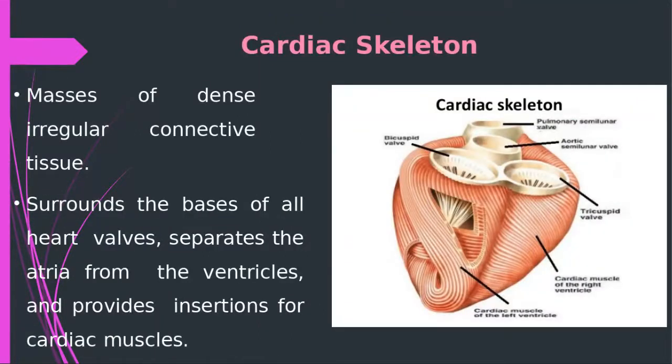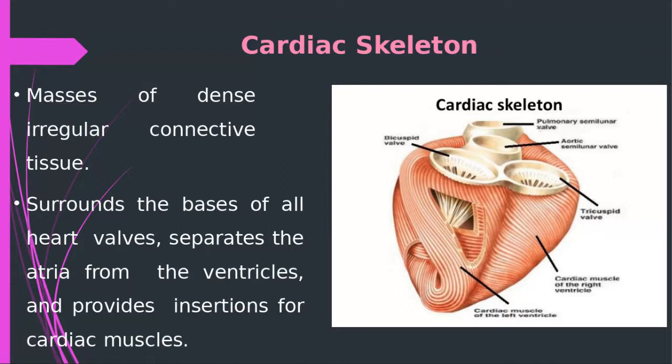Now, cardiac skeleton. Basically, what is the cardiac skeleton? It is a mass of dense, irregular connective tissue. It surrounds the base of the heart walls, separates the atria from the ventricle, and provides insertion of cardiac muscles. In simple language, all the chambers that are present, the atrium and the ventricle, need a structure, and the function of the cardiac skeleton is to provide them that structure.